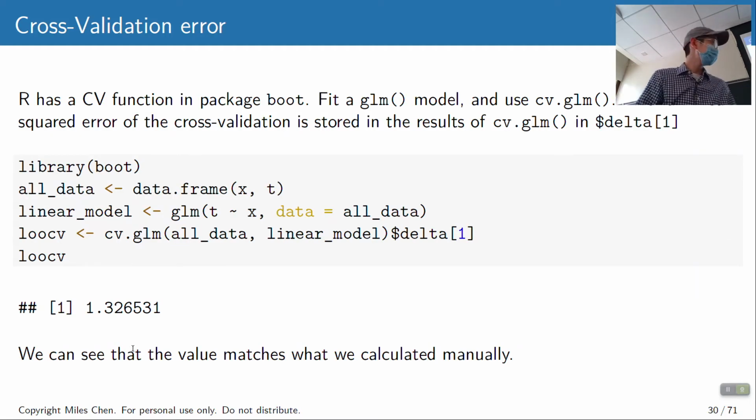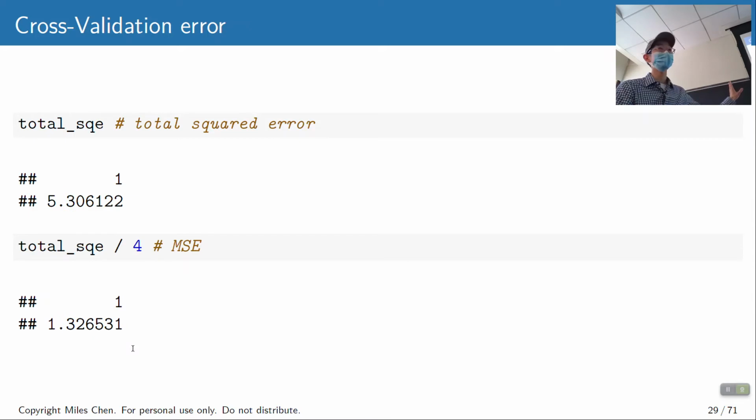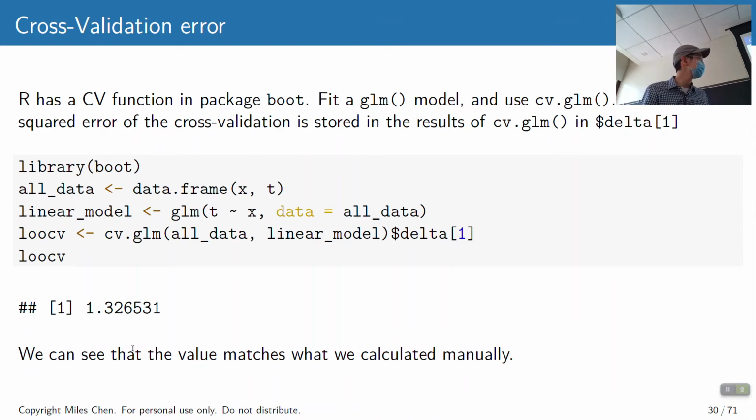Now, you could go through this process that I went through to calculate your mean cross-validation error, your leave one out cross-validation error, and you would get this number. Thankfully, you don't have to code it all up that way. There is a function in library boot. In library boot, you can fit a linear model, and there's a function cv.glm, and it will give you your leave one out cross-validation error.